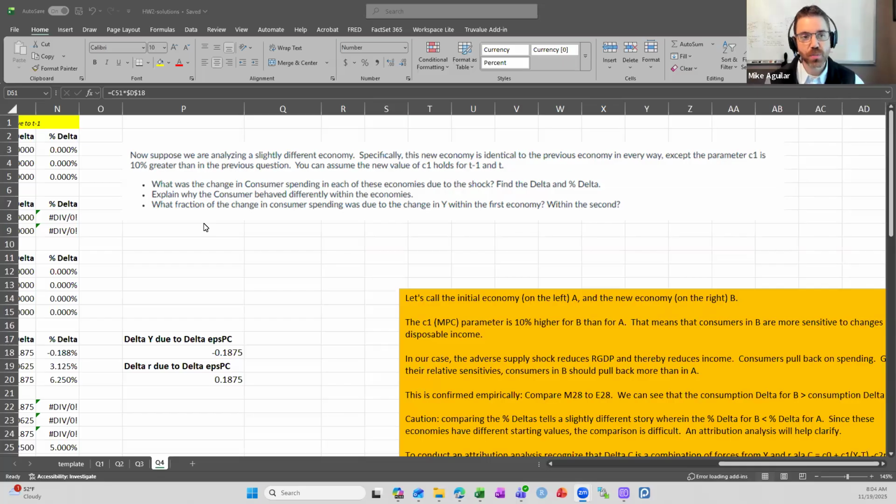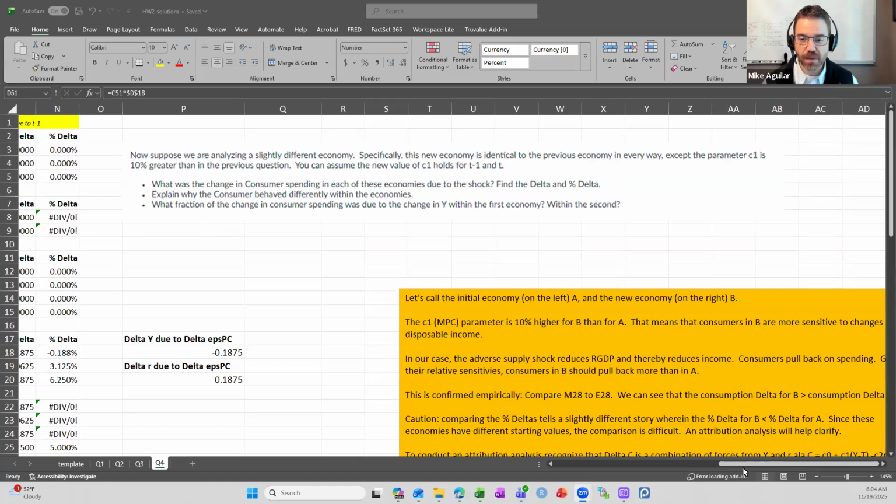What was the change in consumer spending in each of these two economies? Find the delta and percent delta over those periods in the respective economies. Why was the change in spending different? What fraction of spending in the consumer was due to the change in Y in the first economy and within the second? So for that, you really need to understand what is the C1. I have a lot of Excel work for you.